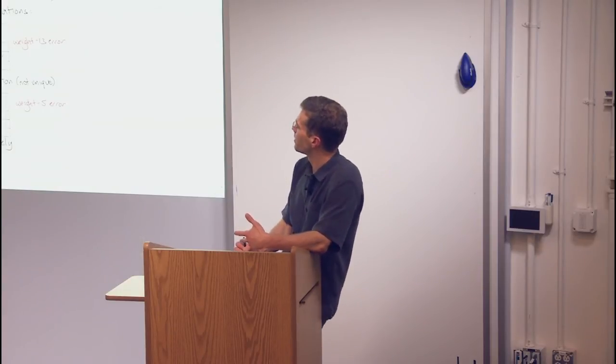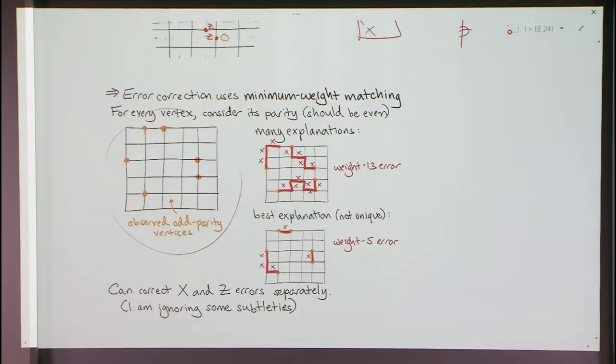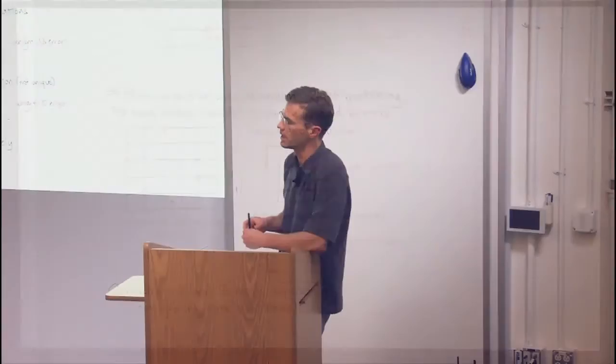But there's a better explanation. There's a way of generating it with only 5 X errors. So if you see this observed pattern of odd parity vertices, you should correct it by flipping these X's. This is the best explanation, the least weight explanation, therefore the most probable explanation. And the way you correct Z errors is the same, just on the dual lattice. So just like the repetition code, we correct X errors and Z errors separately.